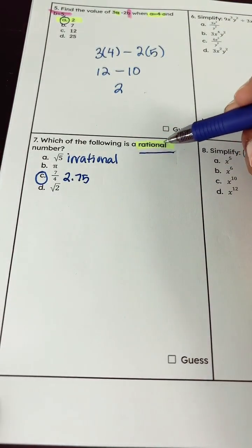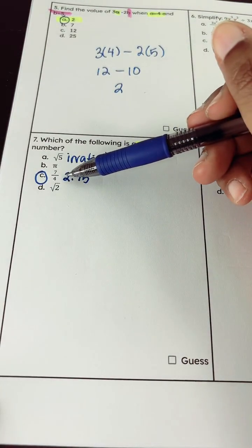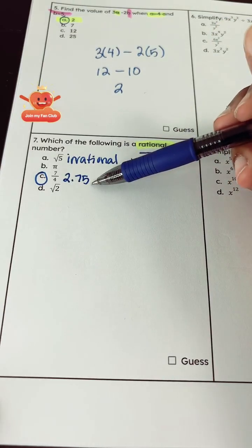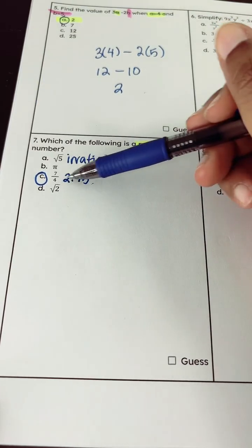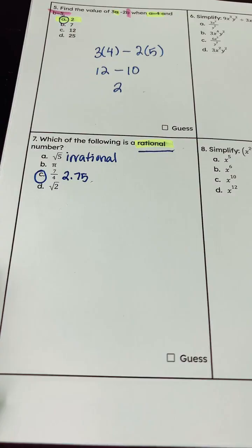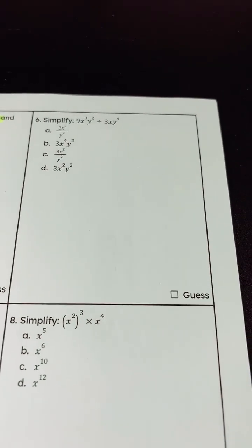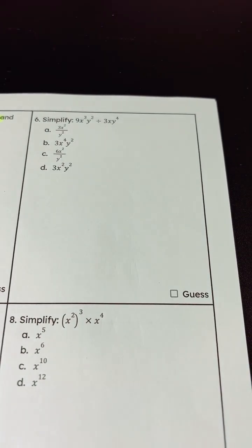So rational numbers are like decimals that terminate. Okay, that's the best way I can describe it. This is like a decimal that can end. Okay. Oh, is it 1.75? Yeah, it should be only 1, not 2. Thank you. No, it's 1.75. Okay, thank you. So perfect. All right, let's keep it pushing. So number 6, simplify. What do we get for this one?